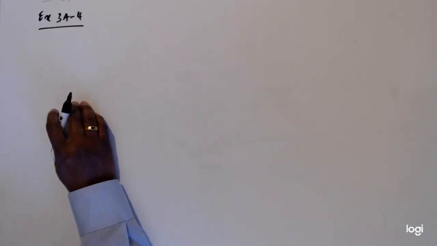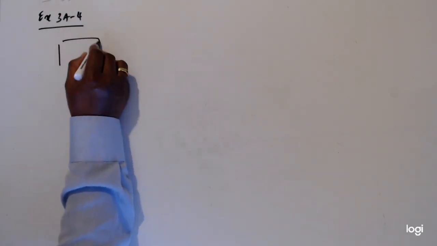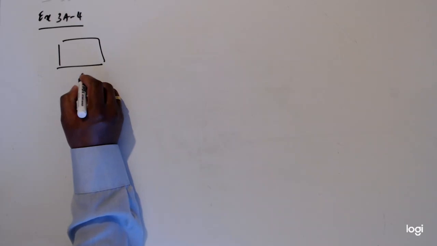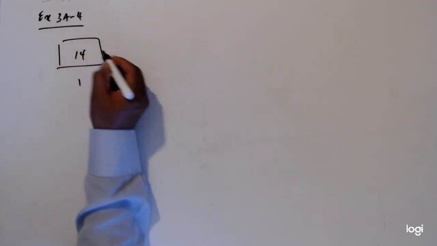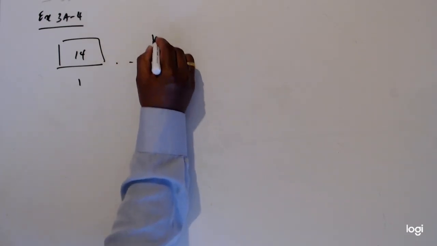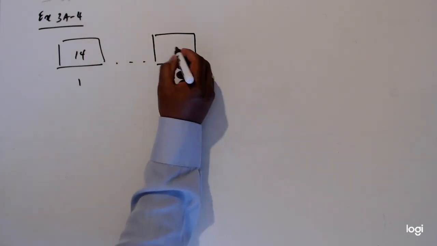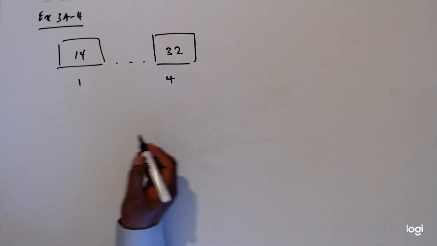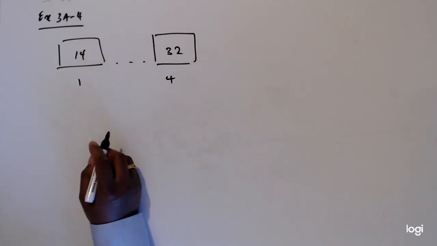Question number 4. The first term of an arithmetic sequence is 14. First term is given, that is 14. And the fourth term is given, 32. Find the common difference.